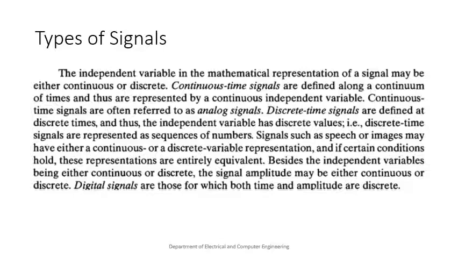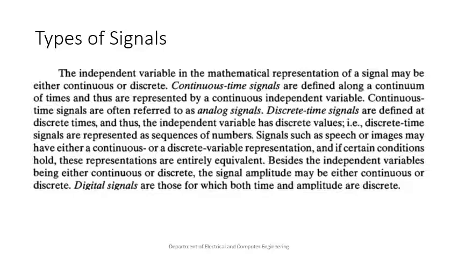A continuous signal can also be referred to as analog. Both analog and continuous are the same thing. So number one type of signal is continuous or analog. Then we have discrete signals, and finally we have digital signals. So there are basically three types of signals: continuous, discrete, and digital.